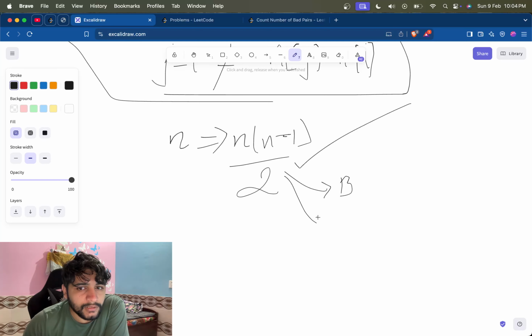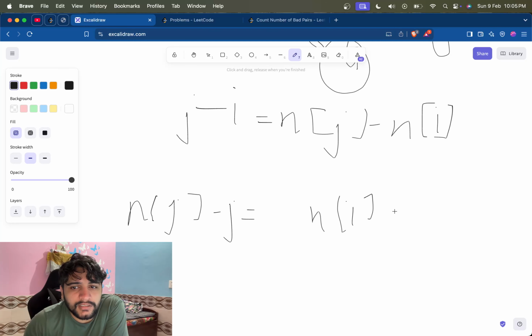But we need to find the bad ones, so let's try to focus on the good ones. That's just a way to find this. And what are the good ones? If bad ones are these, good ones will be where j minus i is equal to nums[j] minus nums[i], correct? This will be the good pair. So if we rearrange this, it means that nums[j] minus j is equal to nums[i] minus i, correct? We just put it this side and this j this side.